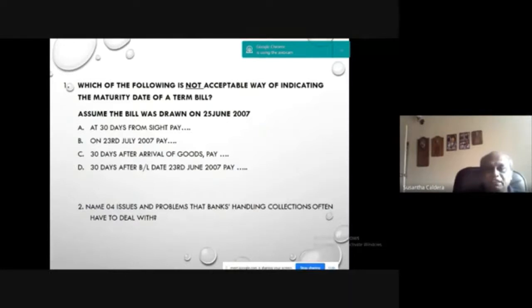Which of the following is not an acceptable way of indicating the maturity date of a term bill? Assume the bill was drawn on 25th June 2007.